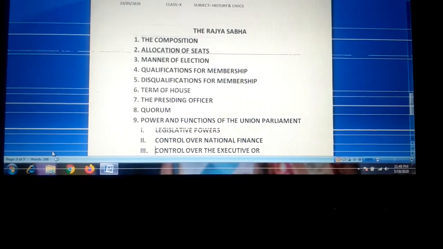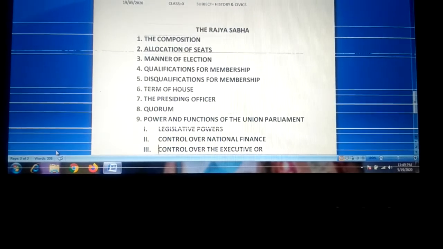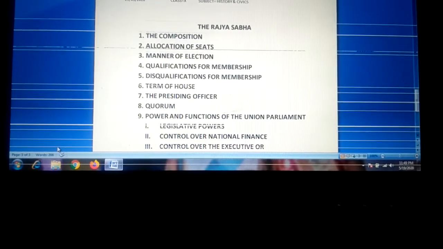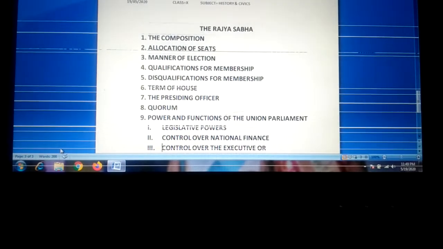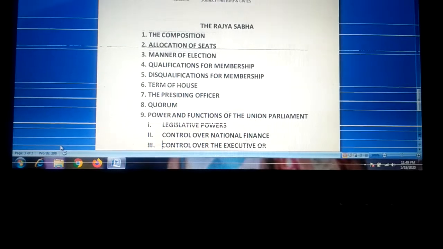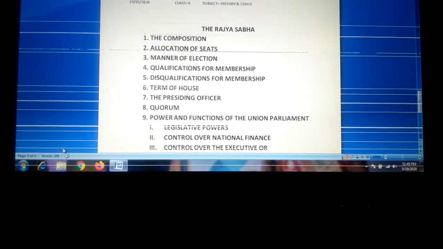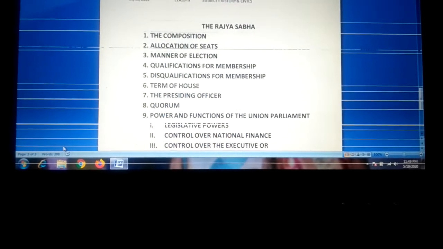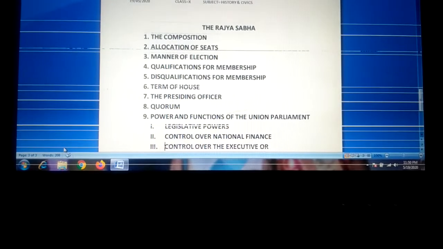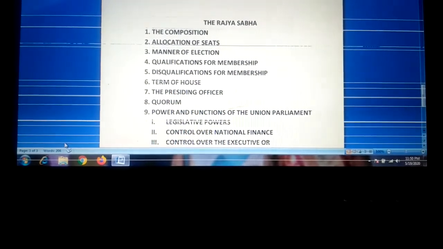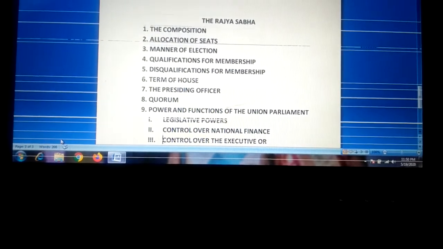If the budget is not passed before the beginning of the new financial year, that means first April, then there would be no money for the executive to spend. There is therefore a device known as vote on account, which authorizes the executive to draw funds from the consolidated fund until the budget is passed by the parliament. Clear?